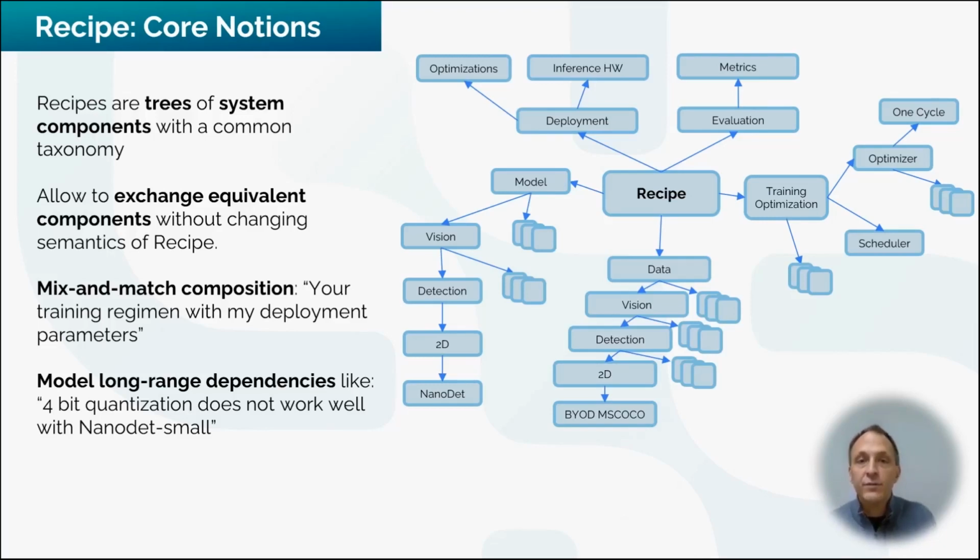Recipes also have guardrails in the form of a constraint system that keeps you from making utterly inconsistent choices based on long-range constraints. A constraint, for instance, could be, if you want to start with a pre-trained backbone, make sure that your data normalization is consistent with how the backbone was pre-trained. Or certain optimizations, such as 4-bit quantization and lower, may not work well with particular model architectures like NanoDet. I'll admit, though, that we do provide a big old red override button that you can push if you really want to stray from the path.